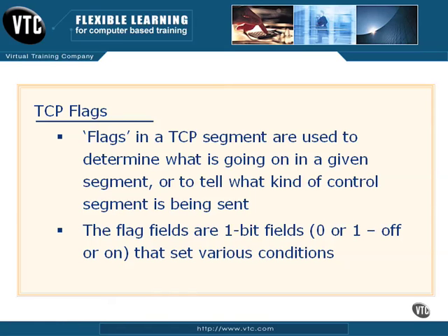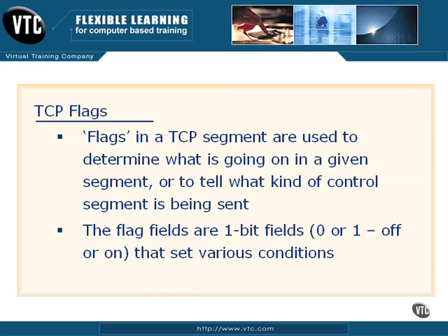Another important component of TCP is the TCP flag. Now, a flag in a TCP segment is basically a bit that can be turned on or off. The flag is said to be set if it's turned on, if it's in the 1 position, or off if it's in the 0 position. It's just a 1-bit field.